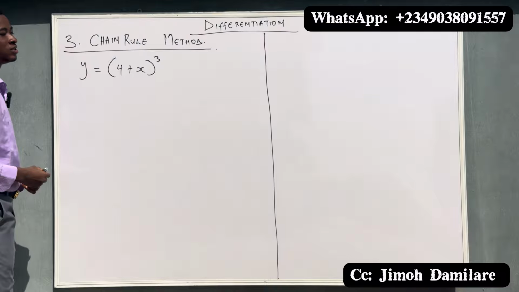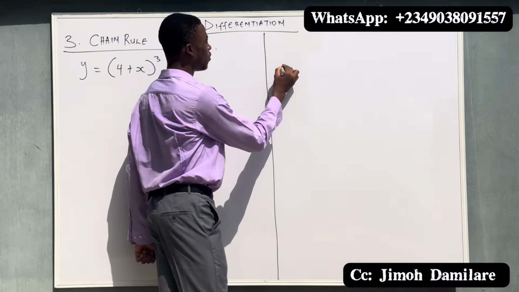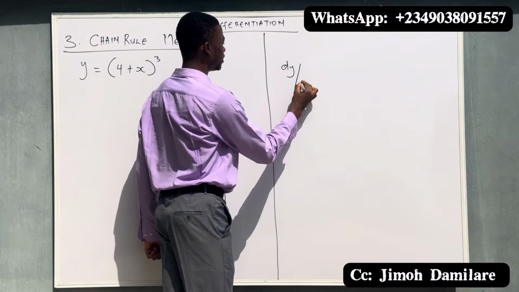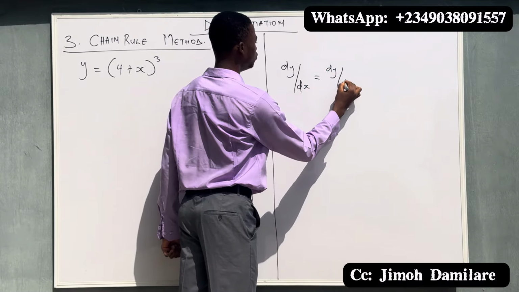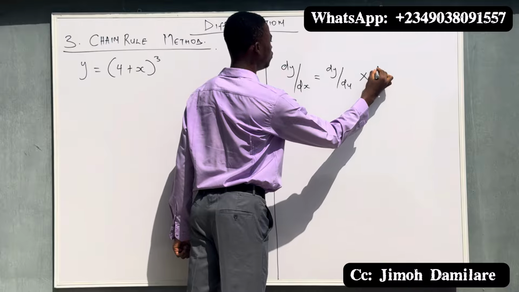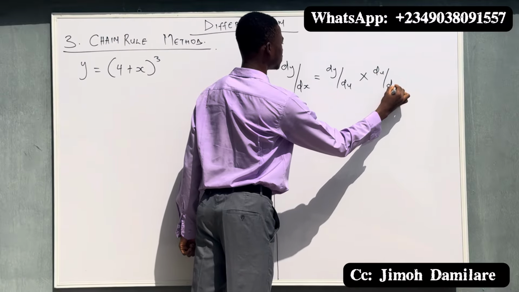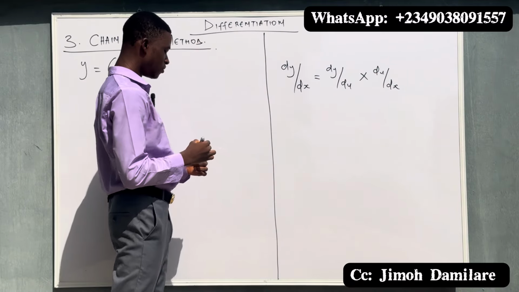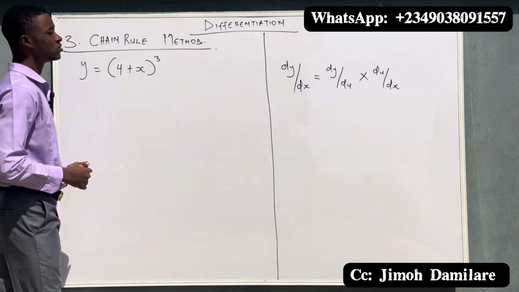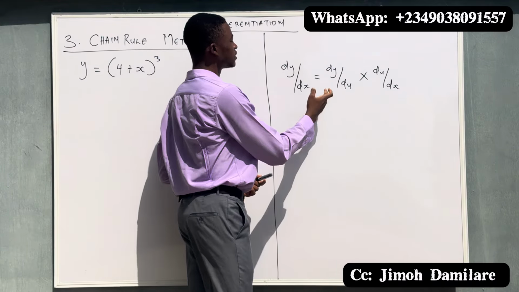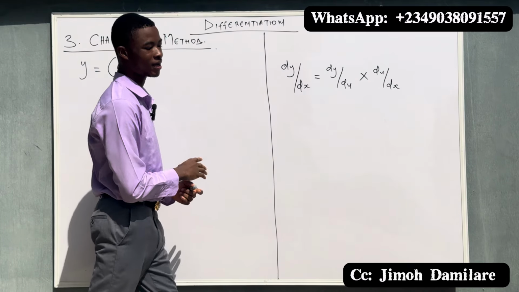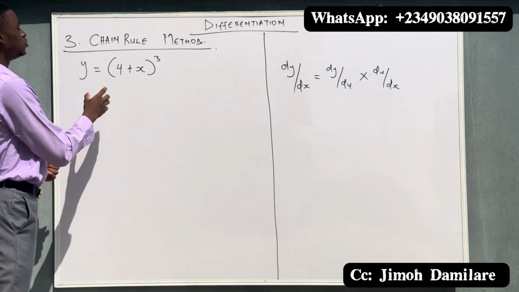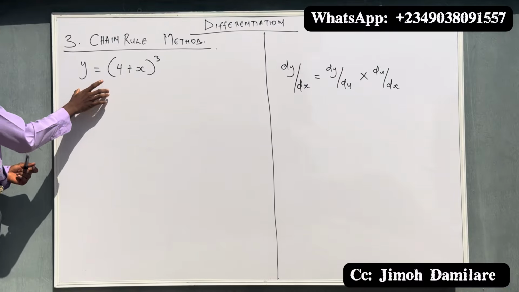And the formula for the chain rule is given as dy over dx equal to dy over du multiplied by du over dx. So this is the general formula for the chain rule method. You can see it is still going to give us dy over dx because du will cancel du. That is just the back end of what is happening. So you use the chain rule method for questions of this type.